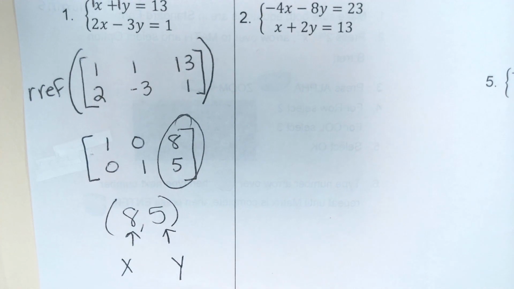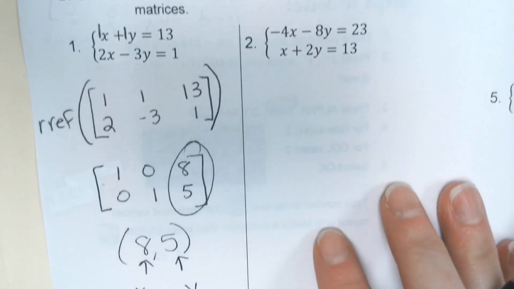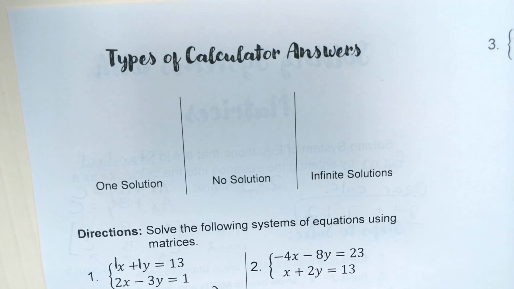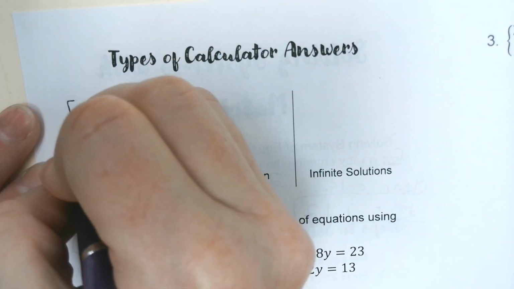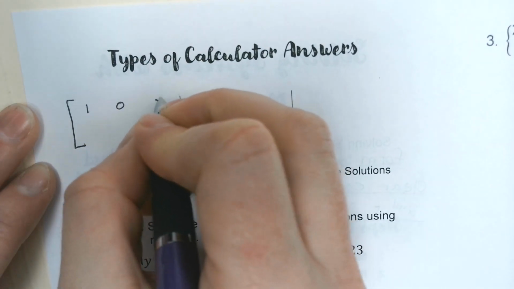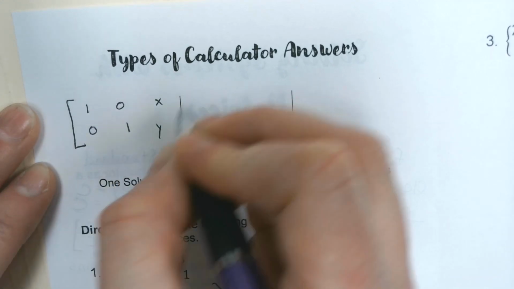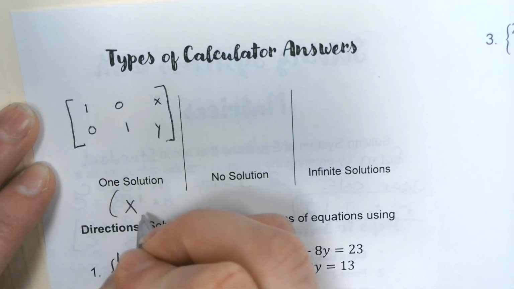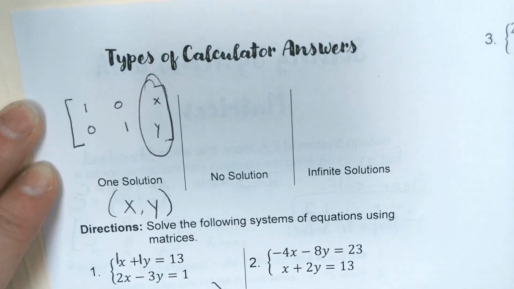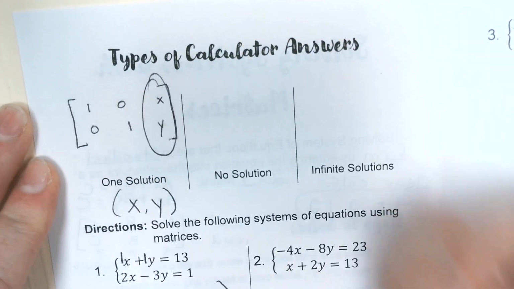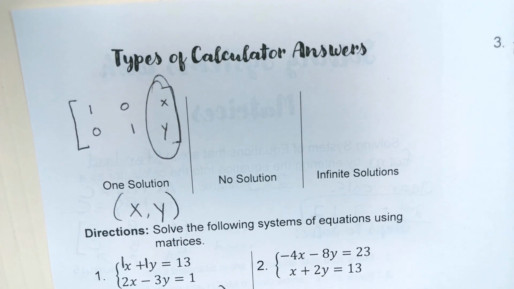So let's talk about how all the different answers look. So, of course, with systems, we have one solution, we have no solution, and we have infinite solutions. So in the matrix, it gives you your output the same way. For one solution, it's going to be like this. 1, 0, your x, 0, 1, and your y. And your solution is the x, comma, y. Just like our first problem, our warm-up.